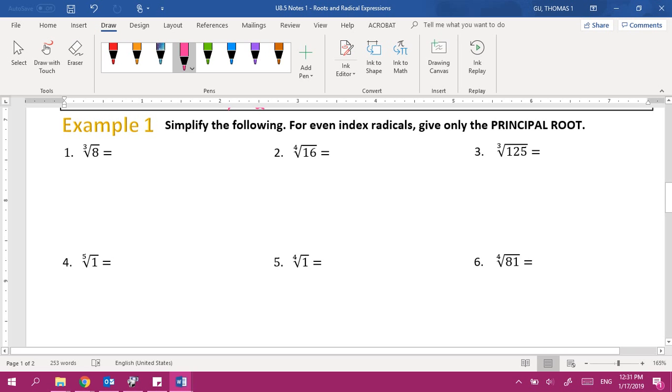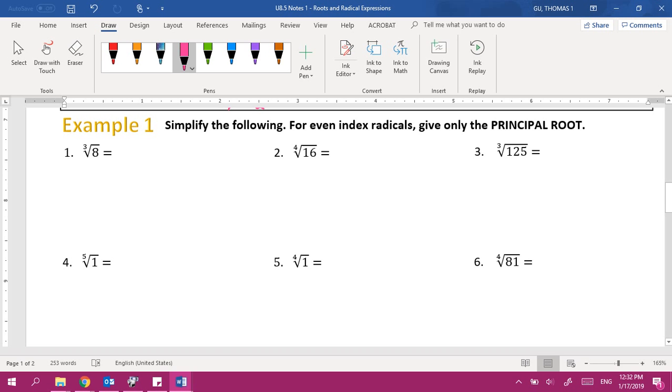For even index radicals, give only the principal root. So make sure you read the directions. It says even index radicals. Which numbers, 1 through 6, have even indexes? 2, 5, and 6, because those are the ones that have 4 as the index. That's an even number, okay? And it says for those even index radicals, give only the principal root. What does that mean? The positive, that's right.